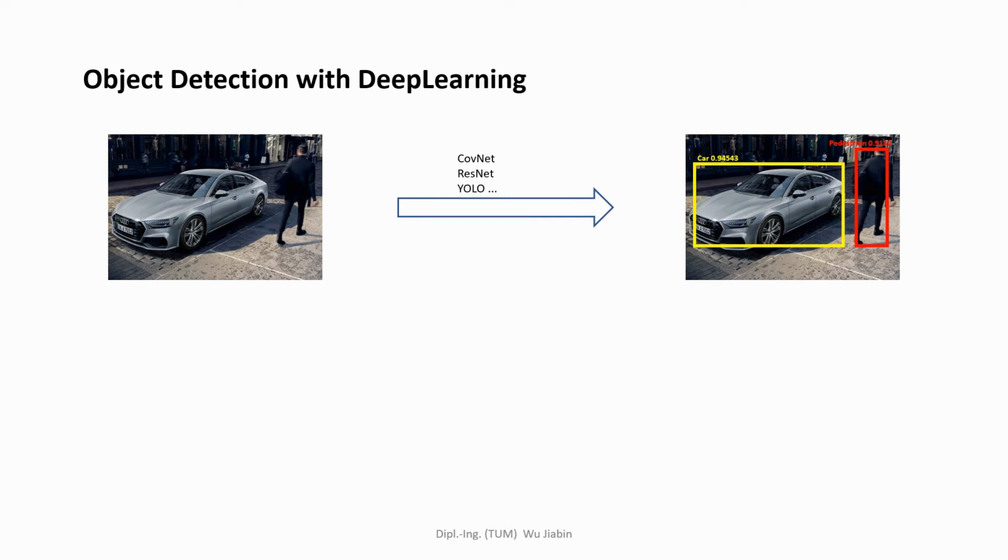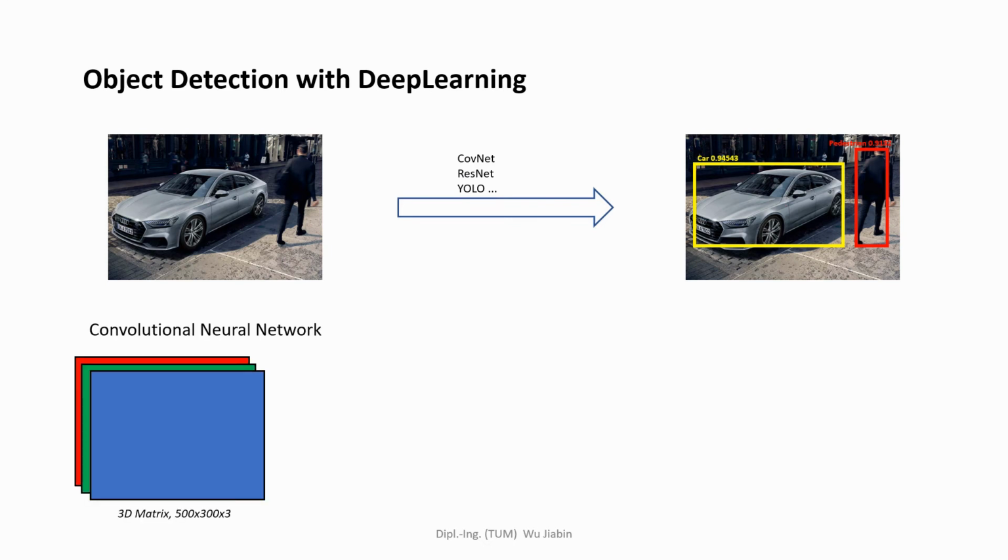Many deep learning algorithms are developed for object detection on pictures, such as ConvNet, ResNet, and YOLO, and many others. But among all these, the ConvNet is the classic one. Most of the other algorithms are developed based on ConvNet. ConvNet, also known as CNN, is short for Convolutional Neural Network. The idea behind it is the following.